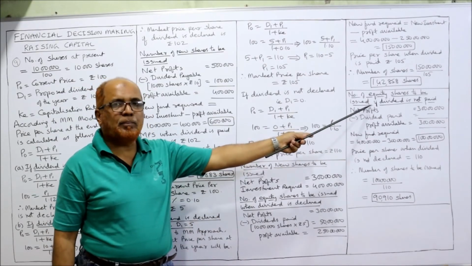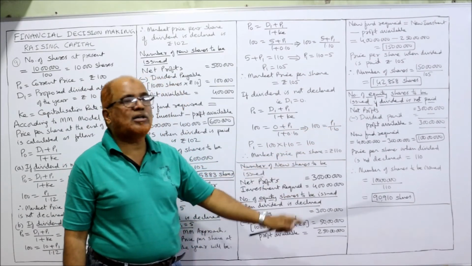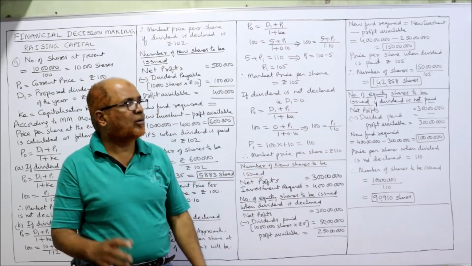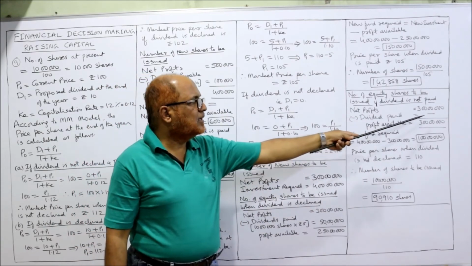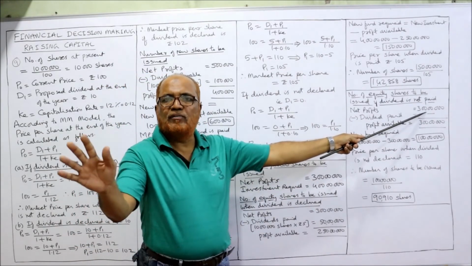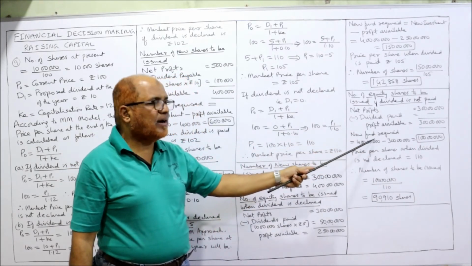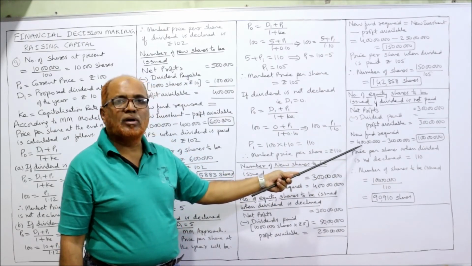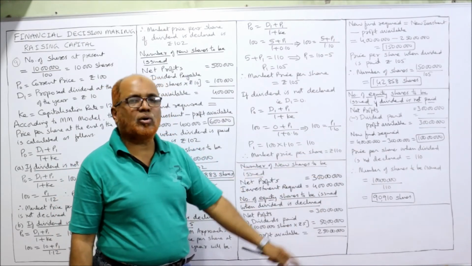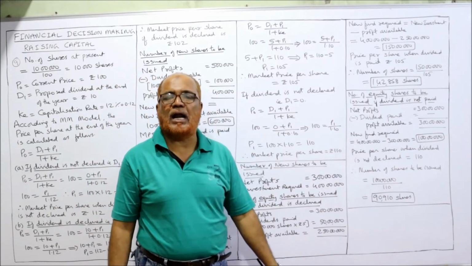Now when dividend is not paid, the number of equity shares to be issued if dividend is not paid. How much is the net profit? 3 crore. Dividend paid, nil. We assume no dividend is paid. So profit available is 3 crore. Now the new fund required. What is the cost of the investment? 4 crore. How much profit available? 3 crore. So 4 crore minus 3 crore, 1 crore is the new fund required.